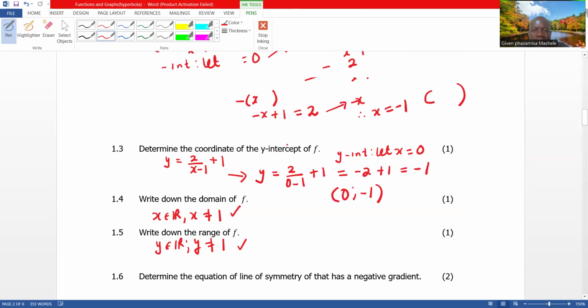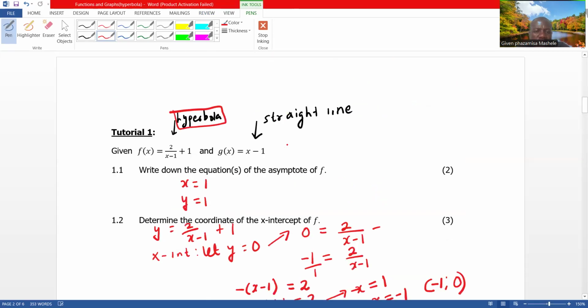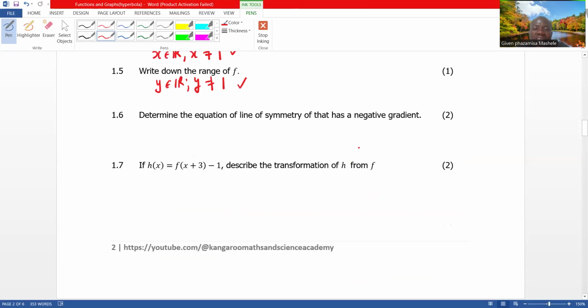Right, moving on, the next question says, determine the equation of the line of symmetry that has a negative gradient. We know that a hyperbola has two lines of symmetry. So here it's just a typo. We're supposed to say determine the equation of the line of symmetry of f that has a negative gradient.